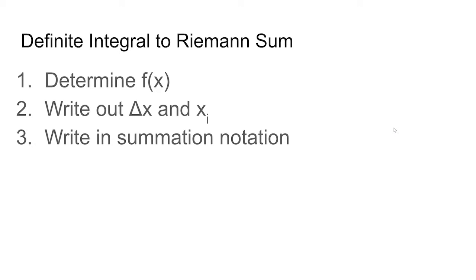The steps we're going to do to solve this problem are, first of all, we're going to determine f of x. Second, we're going to write out delta x and x sub i. And then third, we're going to plug this all in the formula and write it in summation notation.